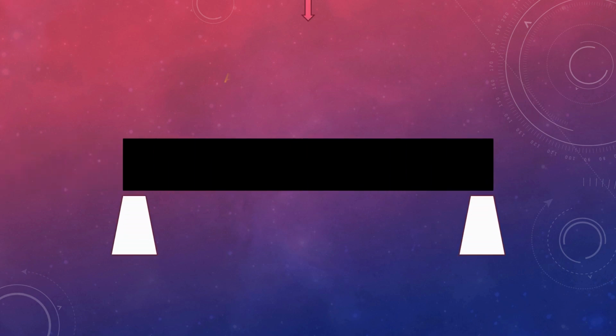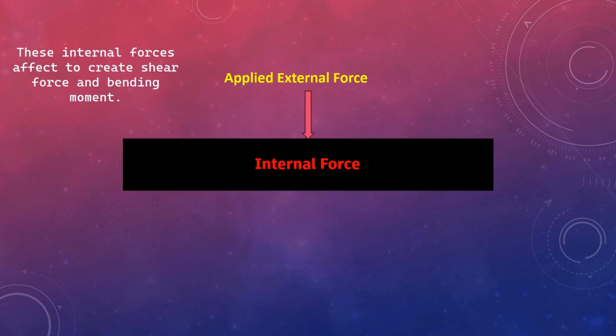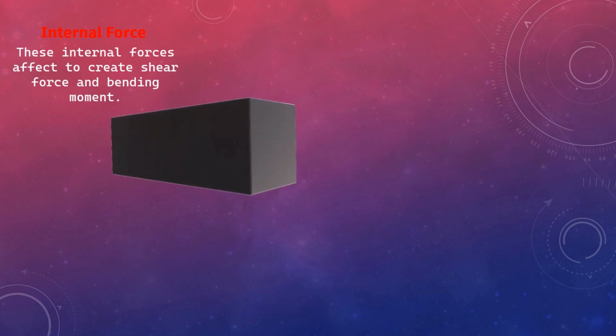Let's consider a beam. When a beam is loaded, internal forces develop in it to maintain the equilibrium. These internal forces have two components. If we consider a cross-section of the beam after loading, we can mark forces oriented in the vertical direction due to applied external force.